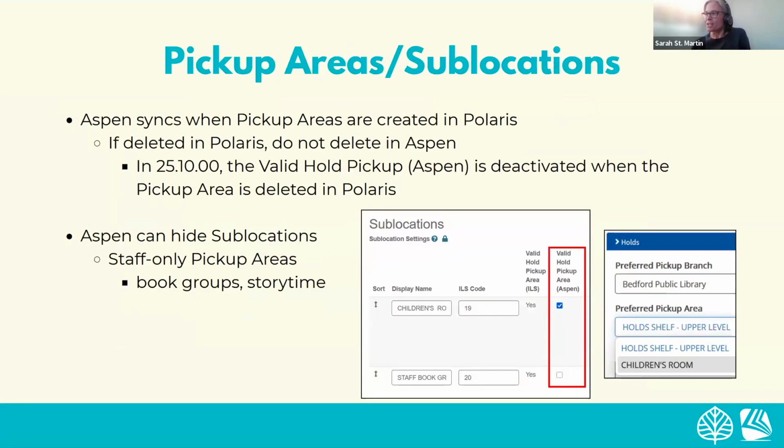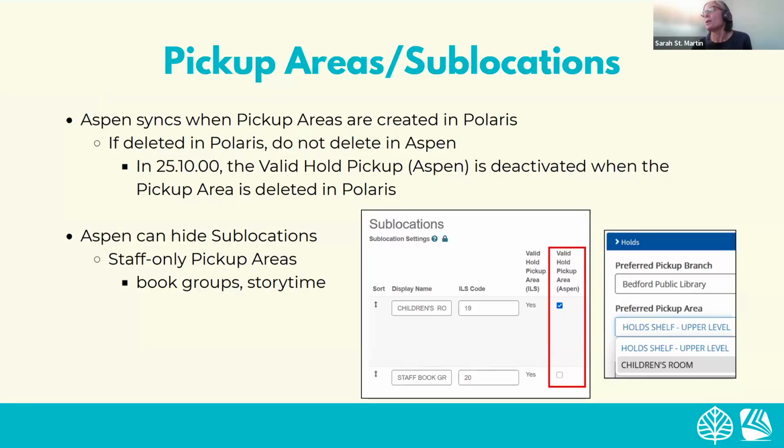So pickup areas and sublocations. We have a few libraries who have different pickup areas inside their building or lockers. So Aspen syncs when the pickup area is created in Polaris. If it's deleted in Polaris, it doesn't delete in Aspen. But as of 25.10, the valid hold pickup area in Aspen is deactivated when the pickup area is deleted in Polaris. And this is actually a really great feature of Aspen. This doesn't exist in the Polaris Power Pack, and I don't believe it exists in Discover Vega either yet.